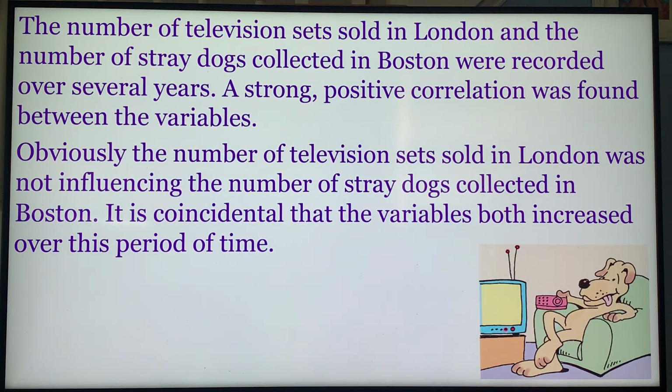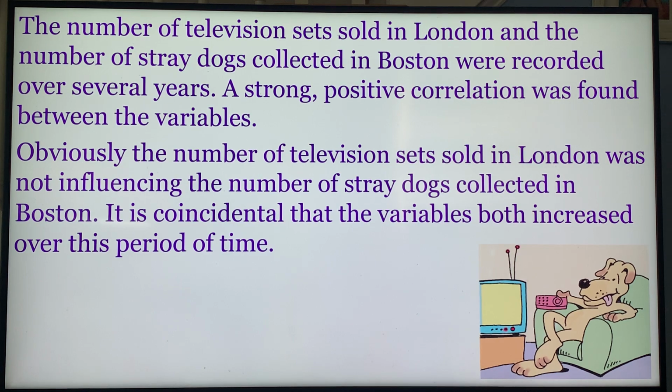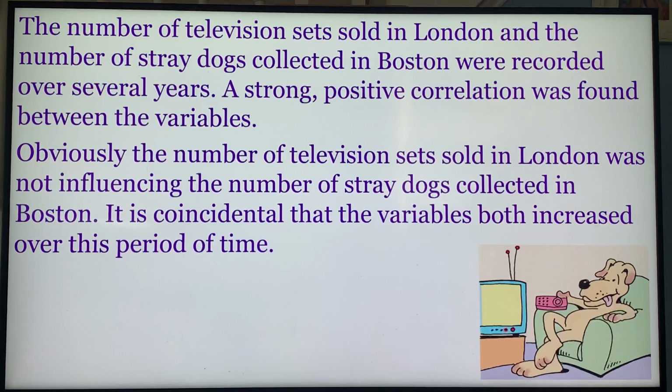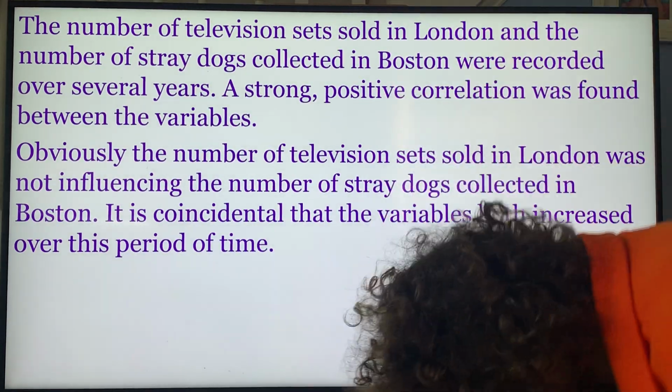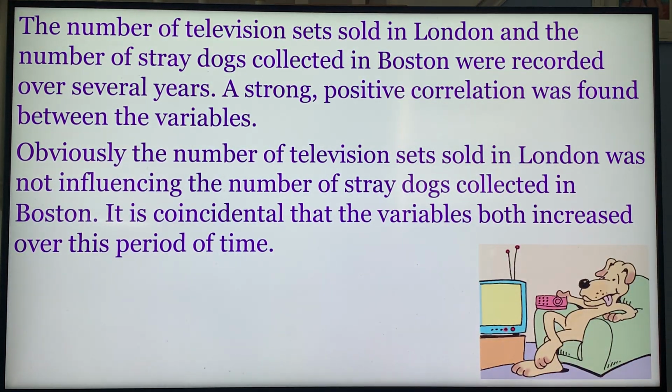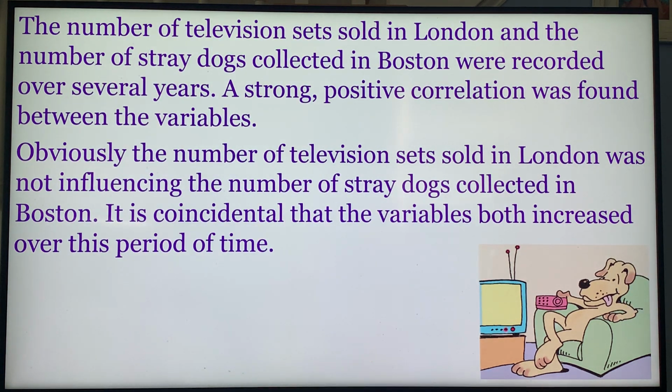The number of television sets sold in London and the number of stray dogs collected in Boston were both recorded over several years. All right. Now, what happened here? It says a strong positive correlation was found between the two variables. Do you think they're related to each other? No. The number of television sets has nothing to do with the number of stray dogs collected. It's just a coincidence that they both increased over a period of time.